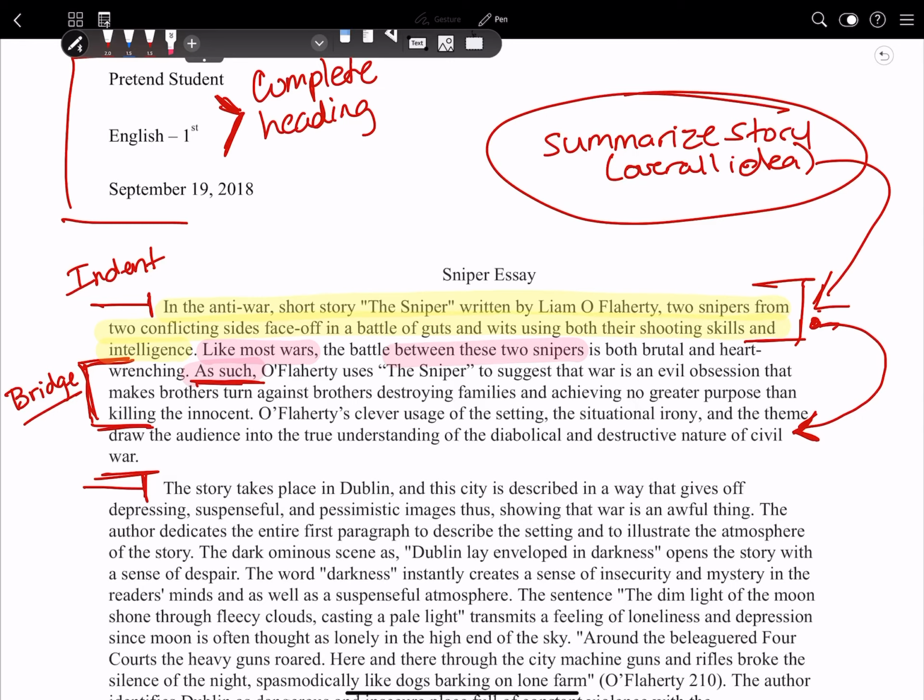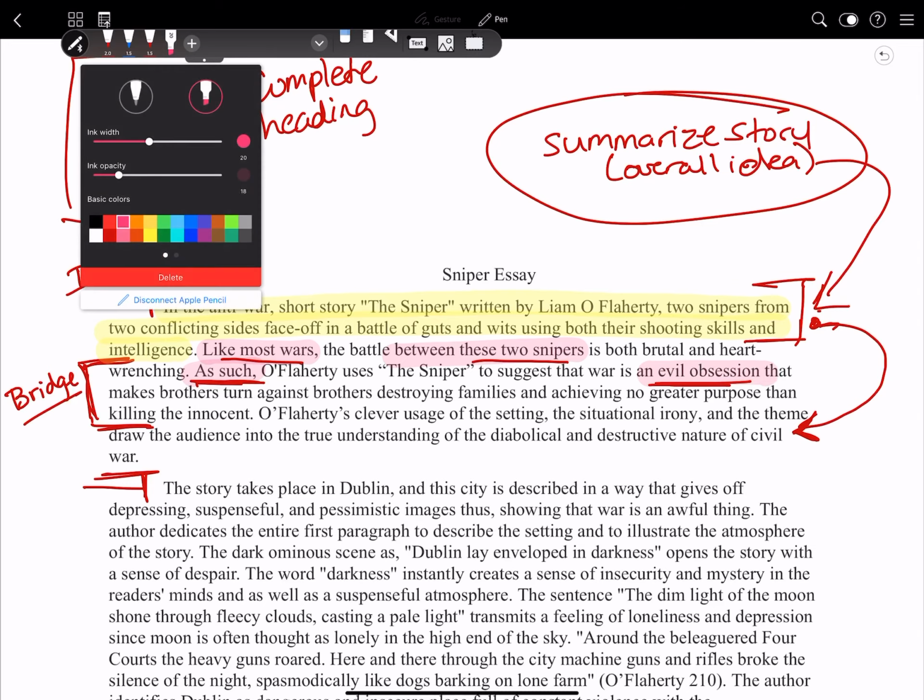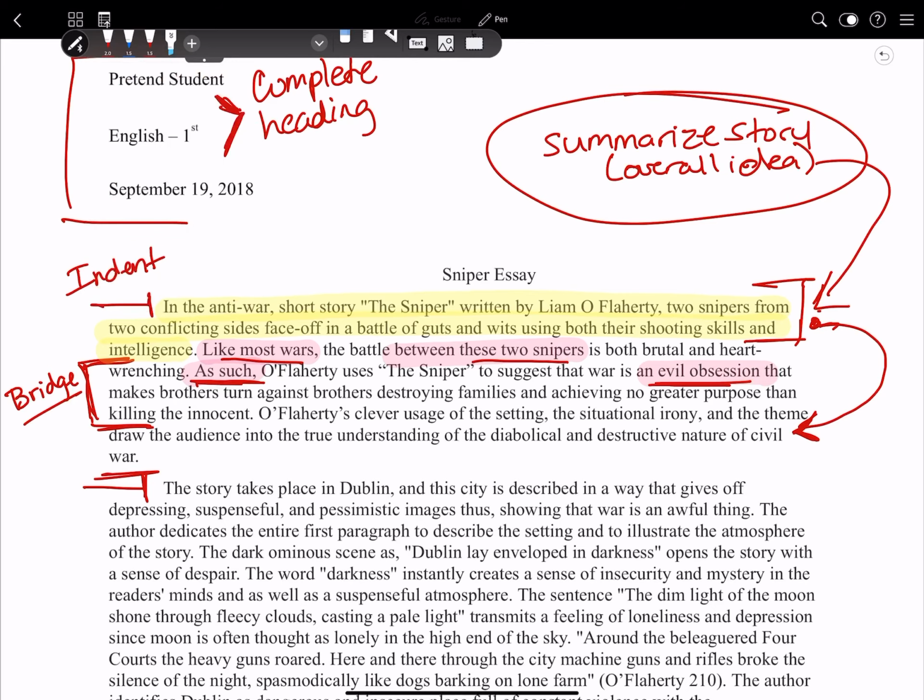As such, O'Flaherty uses the sniper to suggest that war is an evil obsession. So she moves from her general idea of war into the sniper, into the idea that it's evil, right? All to set up this final statement. Anyway, an evil obsession that makes brothers turn against brothers, destroying families and achieving no greater purpose than killing the innocent. And of course, all of that is to bring her into her thesis. O'Flaherty's clever usage of setting, the situational irony, and the theme draw the audience into the true understanding of the diabolical and destructive nature of civil war.